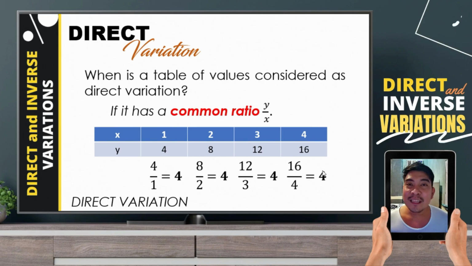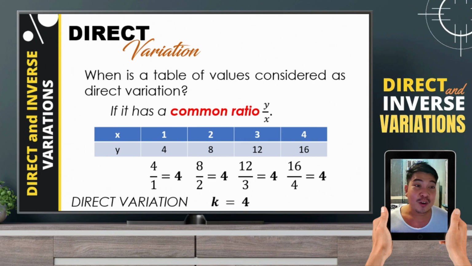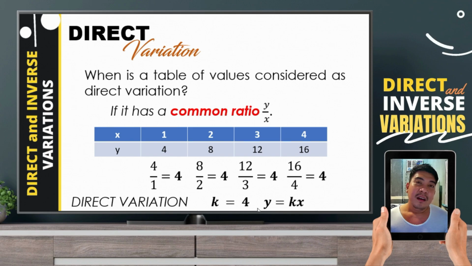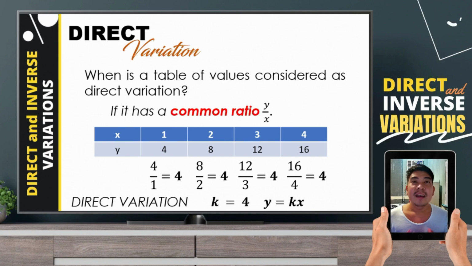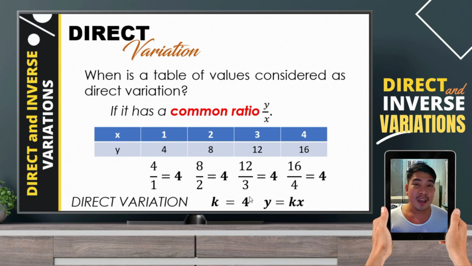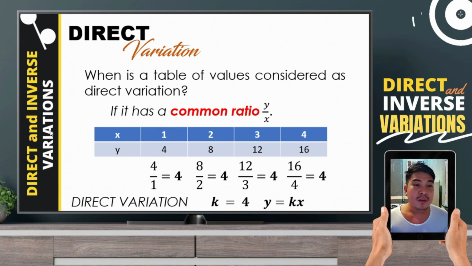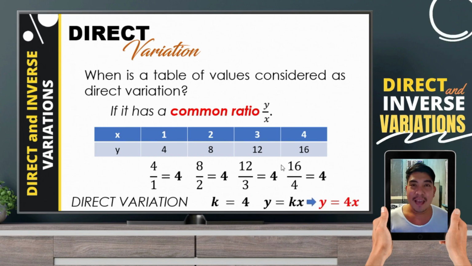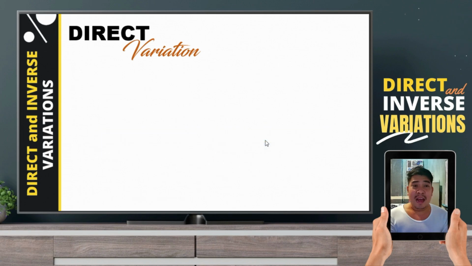So ano po yung 4 dito, it will be the value of our k, or the constant of variation. And out of our standard direct variation equation, which is y is equal to kx, kaya natin mag-formulate ng isang equation. So ano yung equation? We just need to substitute the constant of variation k, yung value ni k na nakuha natin, which is 4, dito sa mismong general equation, which is y is equal to k times x. So if that will be the case, the equation that will describe this table will be y is equal to 4x.